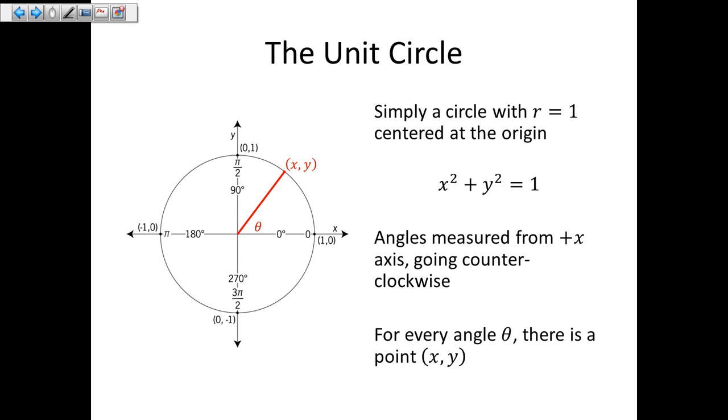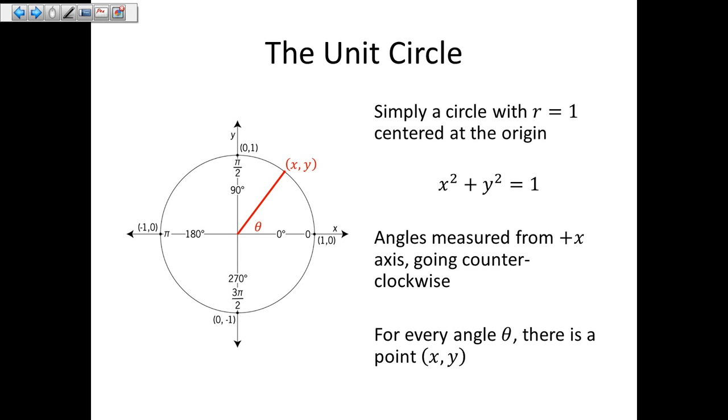Alright, so first of all, let's talk about what the unit circle is. It's really simply a circle centered at the origin with a radius that's equal to 1. So the equation for this circle from algebra would be x squared plus y squared equals 1. Angles measured from the positive x-axis going counterclockwise is what we'll be working with. So I've marked one on here, the angle theta, and that's our normal name for an angle, is theta.